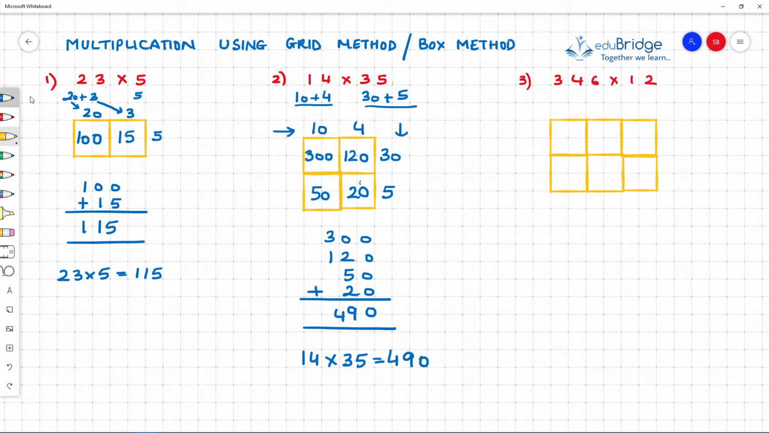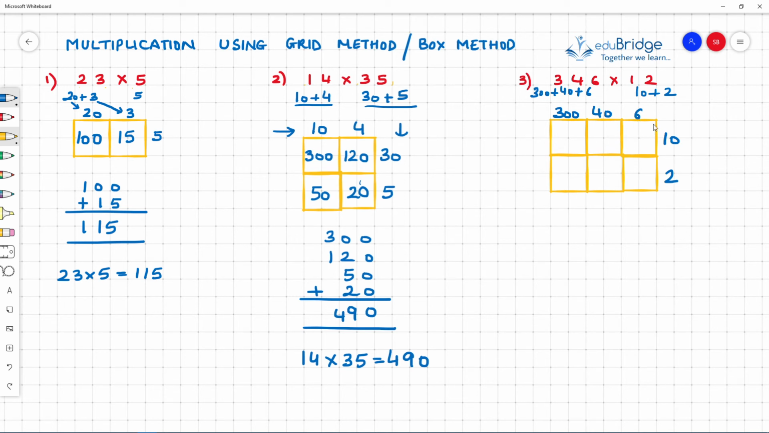So how do we break 346? This will be 300 plus 40 plus 6. So we start dropping them. 300, 40, and 6. And on the other side, we have 10 plus 2, which is going to be 10 here and 2 here. Okay, let's start multiplying them.